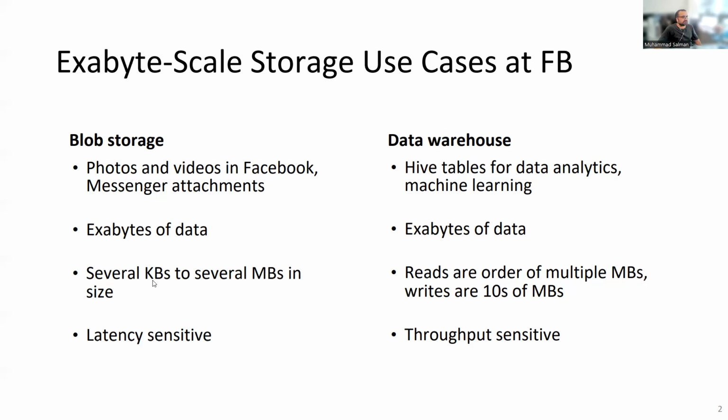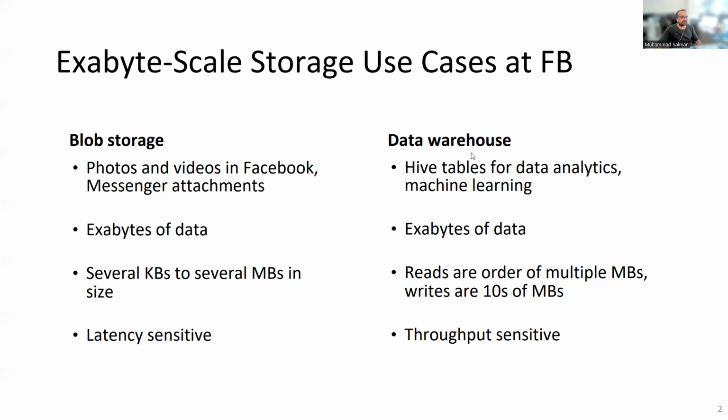And this kind of file is from several KBs to several MBs. For example, you are sending a short video or photos. They are compressed and their sizes are in terms of KBs and MBs. And such things are latency sensitive, so it should be stored as fast as possible. On the other hand, they also have the data warehouse.